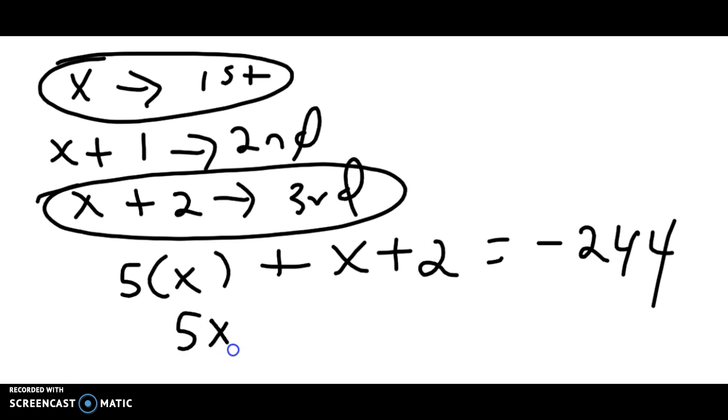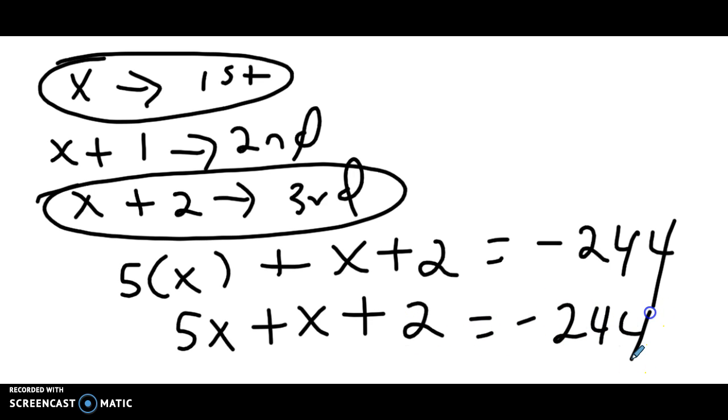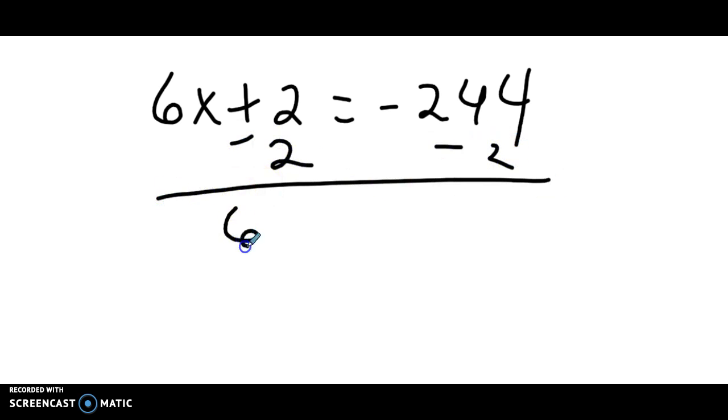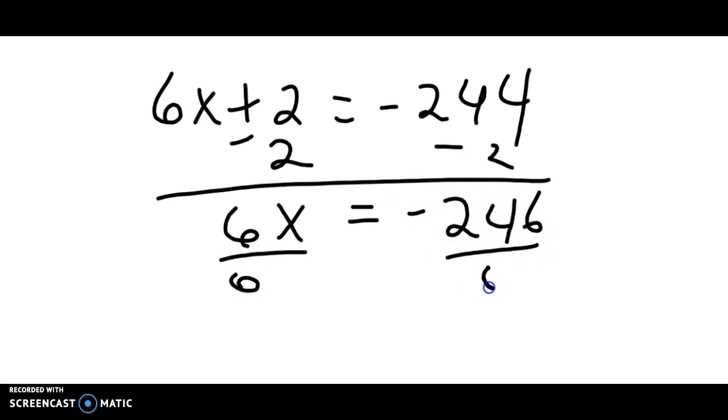So 5 times x is 5x plus x plus 2 equals negative 244. I had to do that first before we combine like terms. So when we combine our like terms, we end up with 6x plus 2 equals negative 244. You're going to subtract 2 from both sides, and you get 6x equals negative 246. Divide by 6, and x equals negative 41.